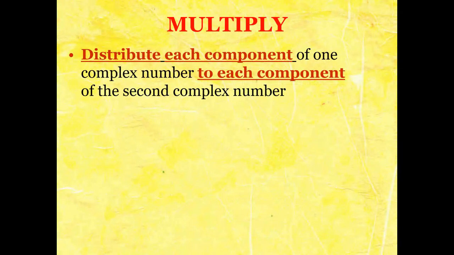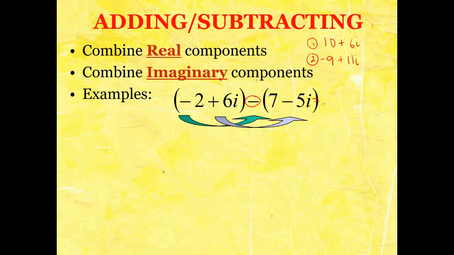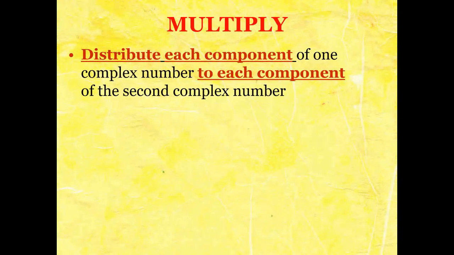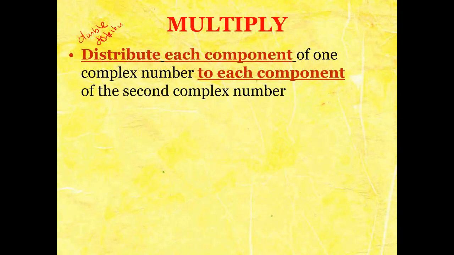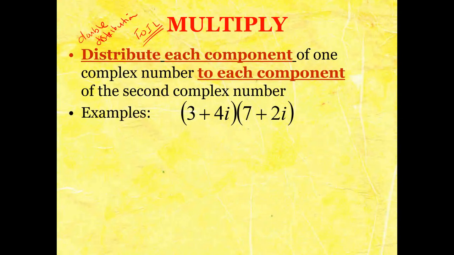What about multiplying? Sorry, I went kind of quick. So distribute each component of one complex number to each component of the second complex number. This is what we know as double distribution. You might know an acronym called FOIL. It helps us remember how to multiply, but really what you're doing is double distribution. So for instance, if I have 3 plus 4i times 7 plus 2i, I have to distribute this 3.